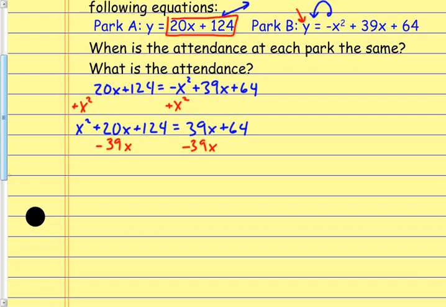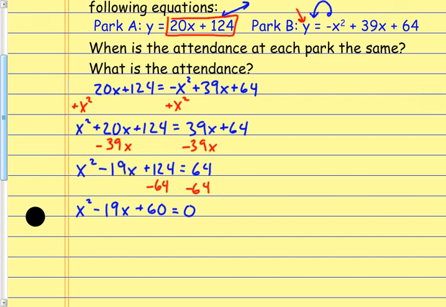The 20x minus the 39x is going to be a negative 19x. And then I'm going to subtract the 64 from each side. So I've got an x squared minus 19x. Here it looks like that gives me a positive 60, so plus 60, equals 0. And now I want to solve this. This is a quadratic that I need to solve.